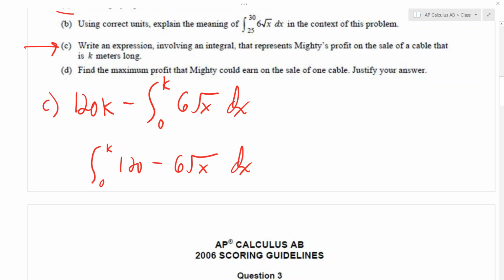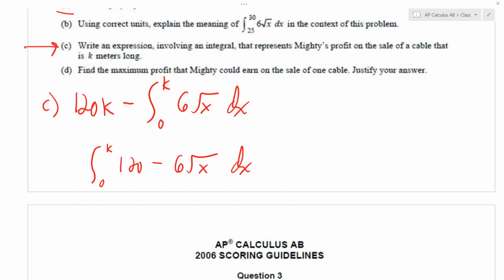Okay? And the reason why I throw this question in with all the other ones we've been doing so far is because that is a rate in and a rate out. Rate in is 120. That's the money you're making. Okay? 6 root x is the rate out. So if you integrate their difference, that tells you the total amount of change, which in this case is money we made.